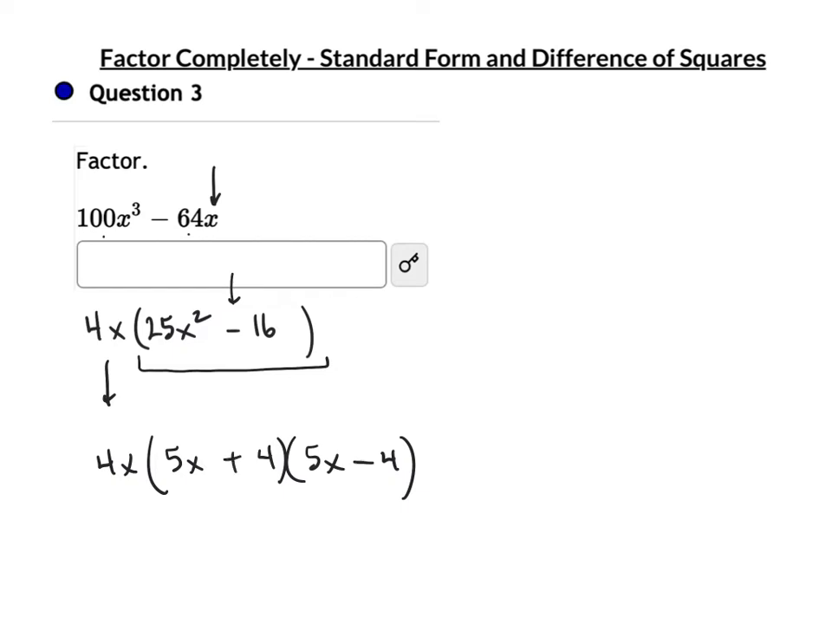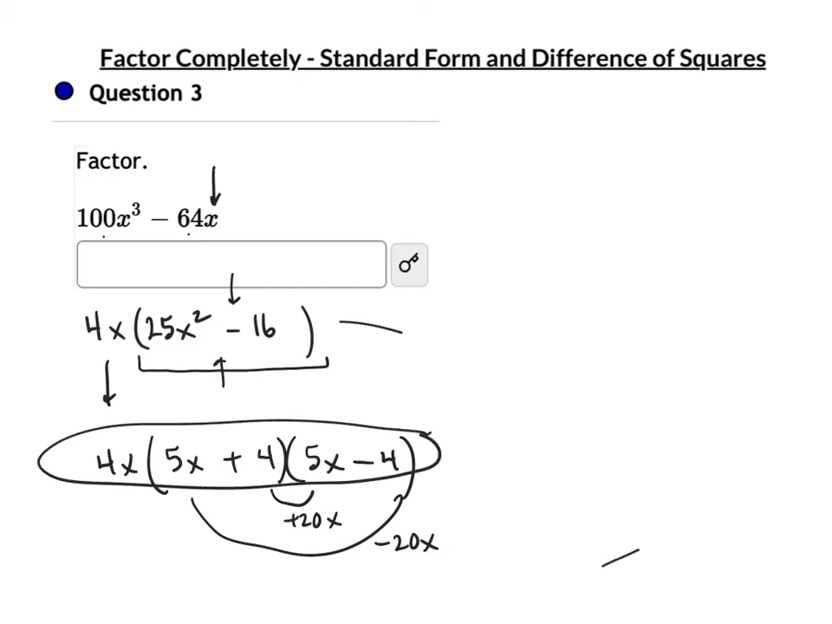And when you FOIL it, the inside becomes positive 20x. The outside becomes negative 20x. And those two together make 0, which is why you don't have a middle term. My answer then is all of this. 4x times 5x plus 4 times 5x minus 4.